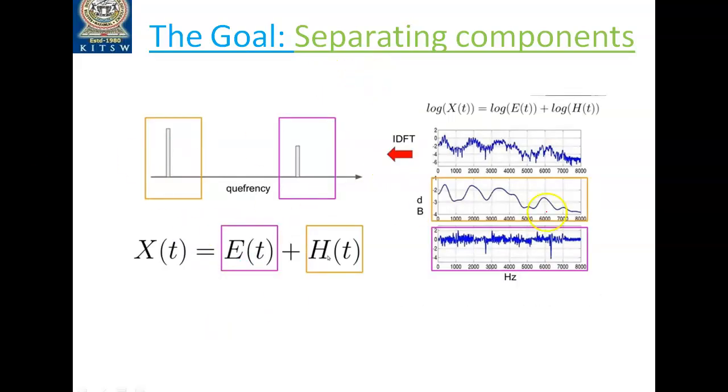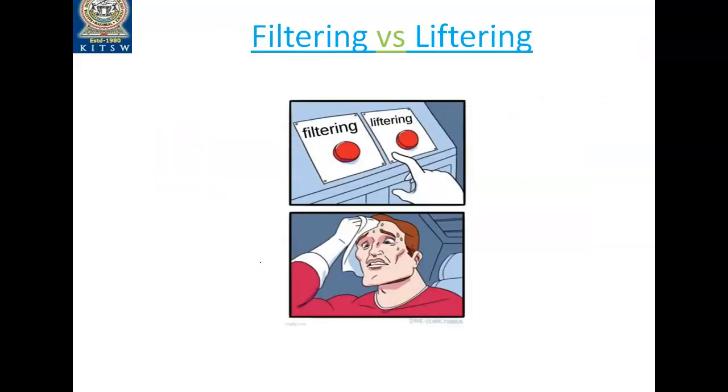Okay. So now what we are doing is, we already know x of t equals e of t plus h of t, where h of t is nothing but the system response and e of t is nothing but the excitation. So what filtering technique do we need to apply? Normally in the spectrum domain we call that a filtering technique, but when it comes to the cepstral domain we call that liftering. So we need to apply liftering. We need to remove the high frequency components and allow only the low frequency components of the signal. That way we are going to separate the components.